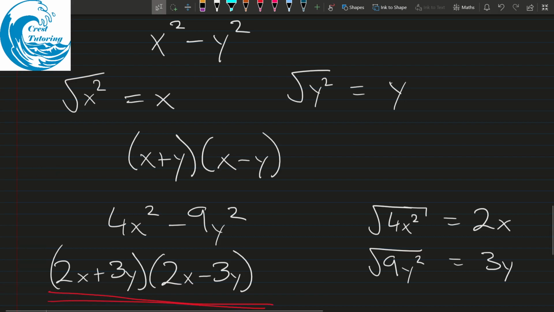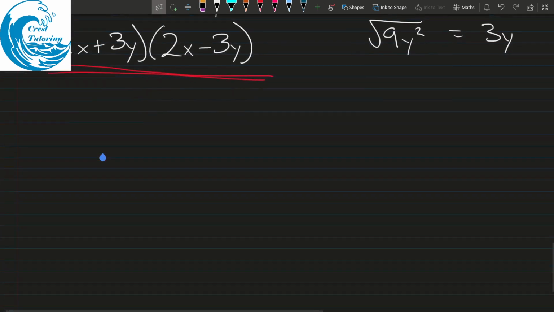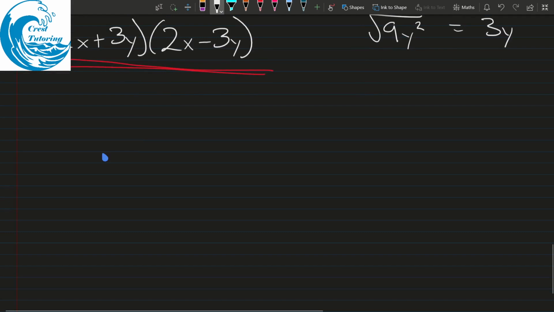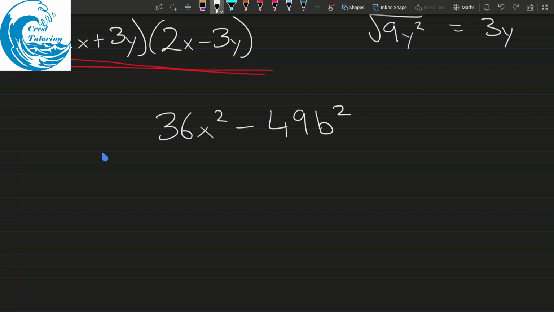Okay, so I'll give you one of those to try yourself. So if I say 36x squared minus 49b squared. Okay, so I'll leave you try that one yourself. You can pause the video here and try it, and then I'll show you the answer.